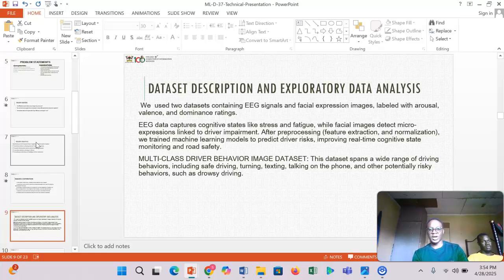we also worked with an image dataset that is able to detect certain kinds of activities that could put these drivers' lives at risk. For example, turning like this, changing direction, texting, talking on phone, and other potential behaviors that could lead to risks. It also has a safe driving class to classify those drivers that are driving safely on the road.